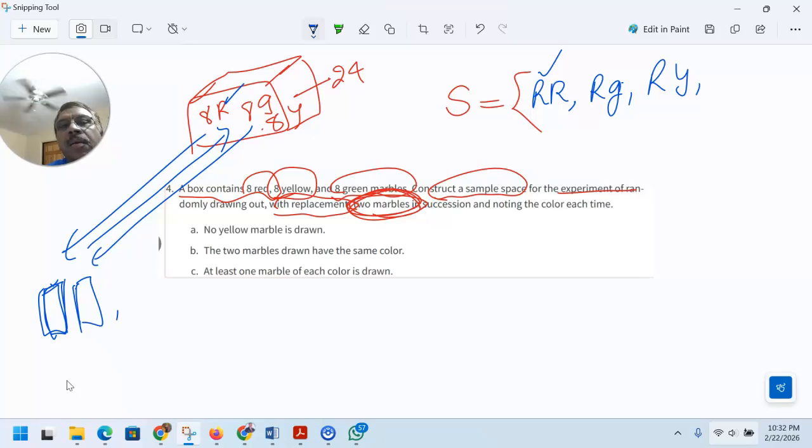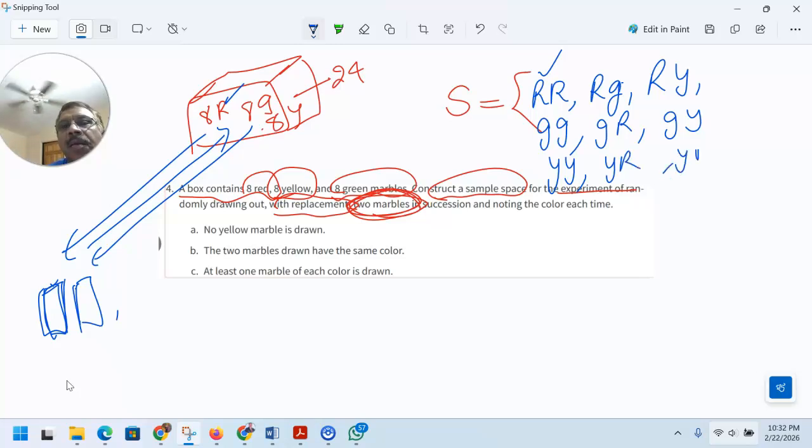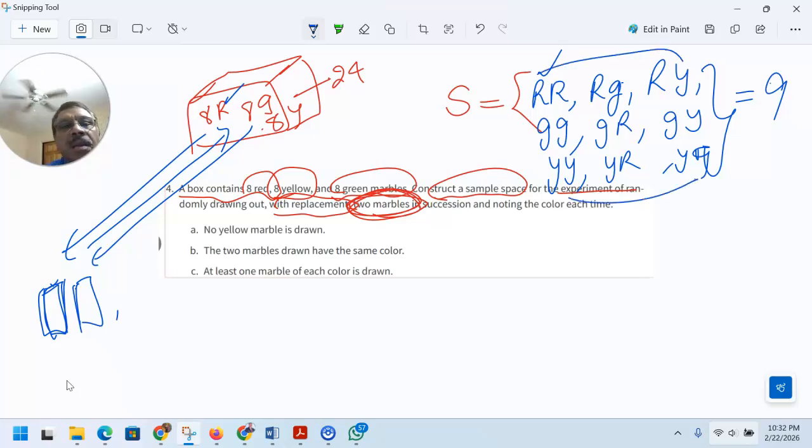So these are starting with red, or you could start with green, and maybe the second one also is green, or green and the second one red, or green and the second one yellow. Starting with yellow, the second one could also be yellow, or yellow, red, and yellow, green. So you can see this sample space has got 9 options. You can see 3, 3, and 3. So together 9.